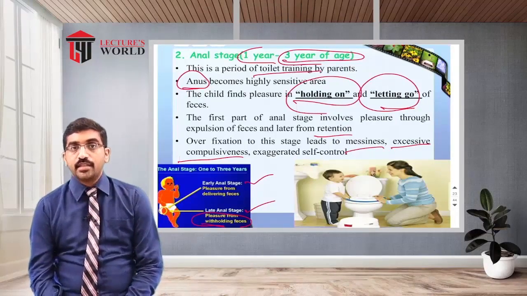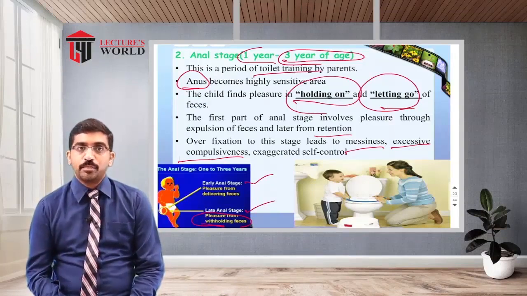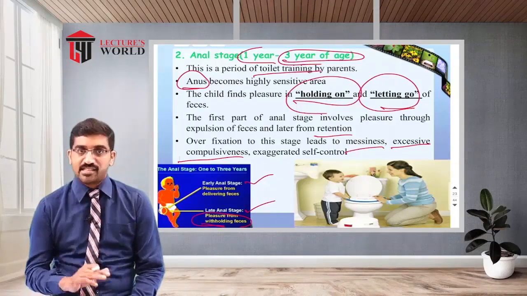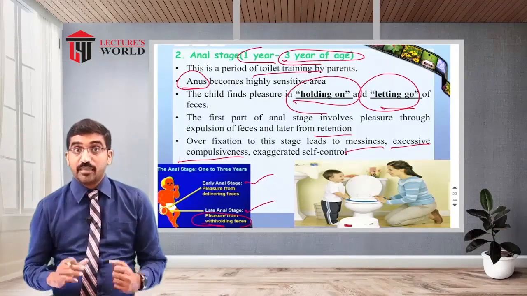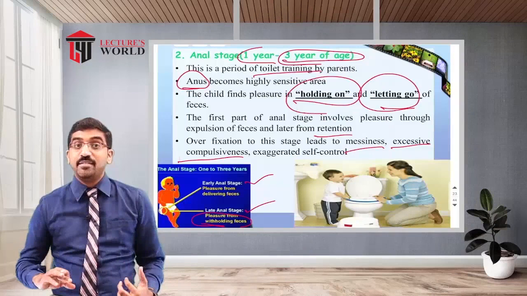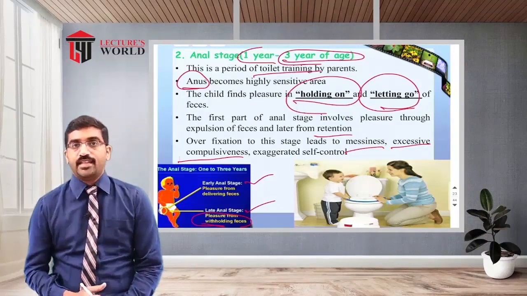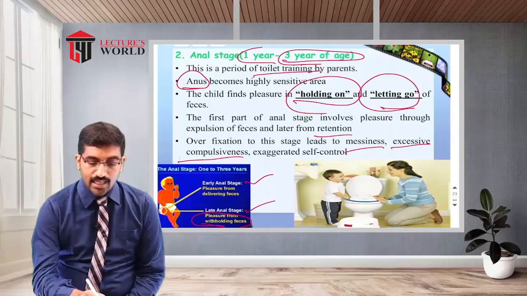So pleasure means you are doing it wherever you feel, as a child. That means they are not a very good personality. They are a disorganized personality. But when they are trained well, when they are punished, their personality will also be a very clean personality, an organized personality. They want everything to be perfect. They are a self-controlled personality. That is the anal stage.